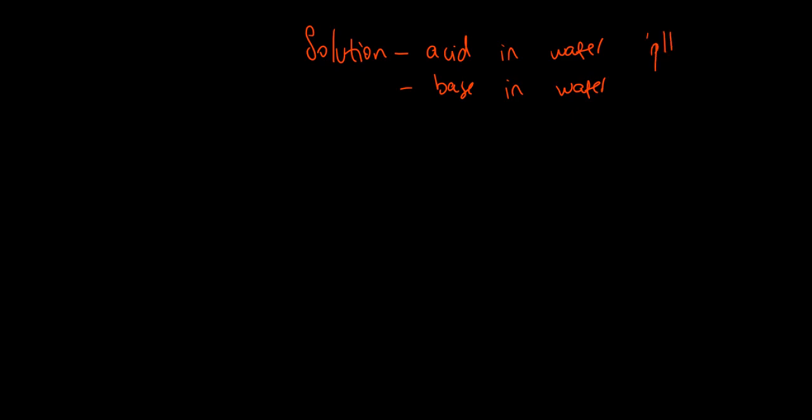So how do we calculate the pH of a solution? Here's the thing. We said we have acids, we have bases, right? If I have a solution, meaning an acid dissolved in water or a base dissolved in water. So know that if I say solution, I'm talking about either an acid in water or a base dissolved in water. So I would want to know what is the pH of that solution.